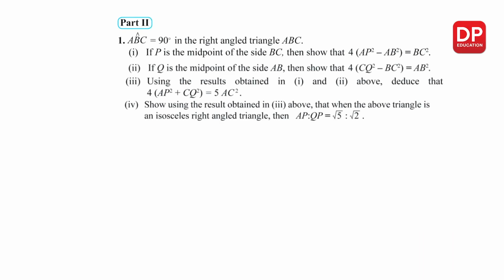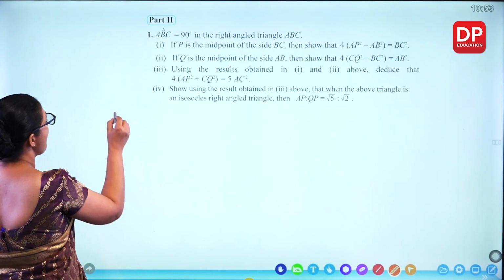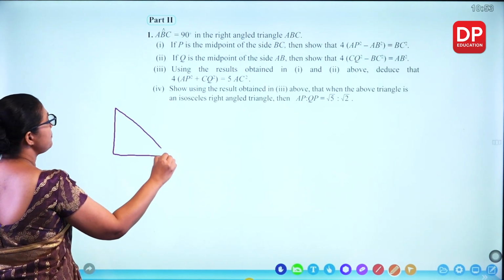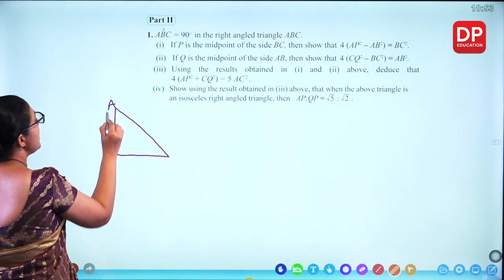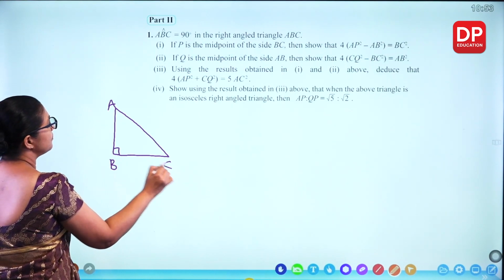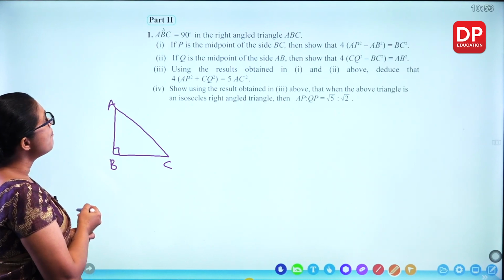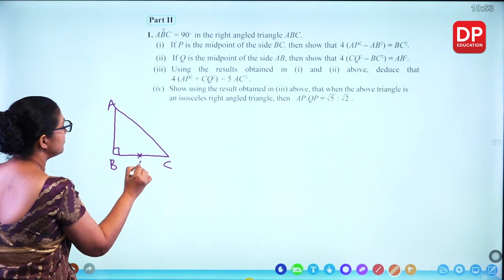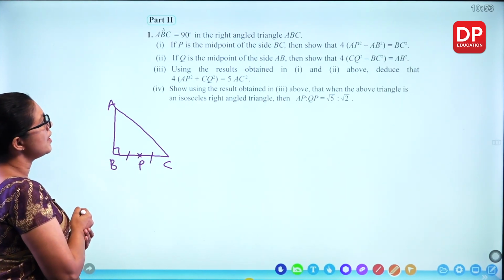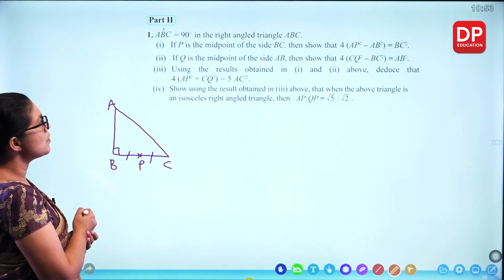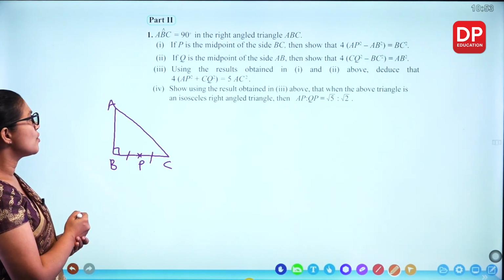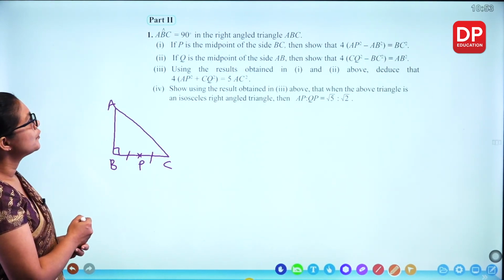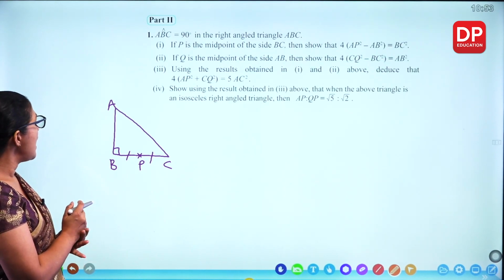Part 2, question number 1. ABC is a right angle triangle, with angle ABC 90 degrees. So the B angle is 90 degrees. If P is the midpoint of side BC, this is equal to this one, then show that 4 times AP squared minus AB squared is equal to BC squared. So we need AP squared and AB squared.